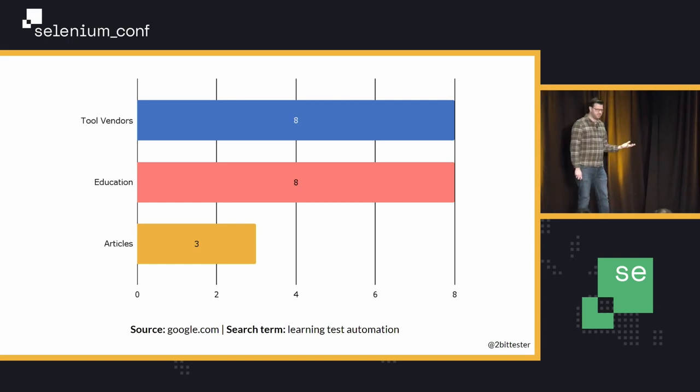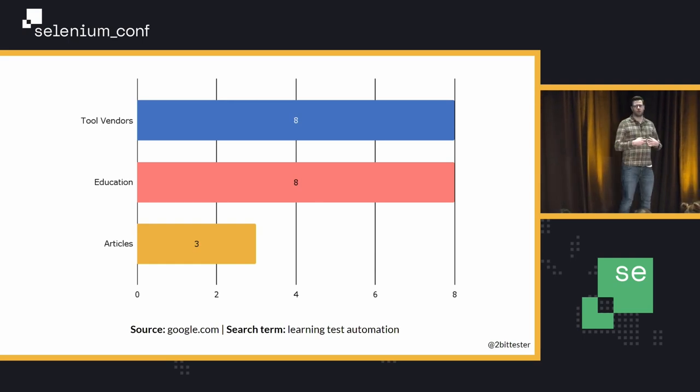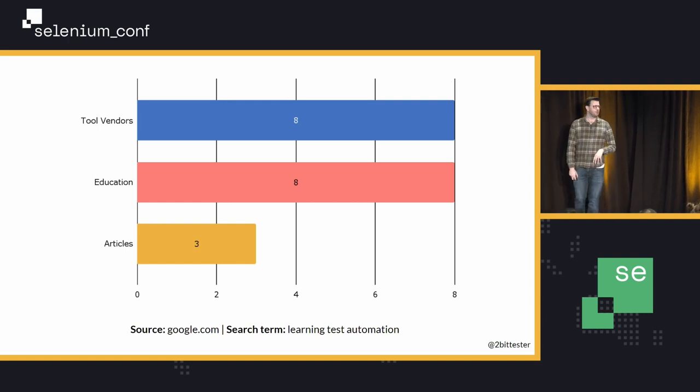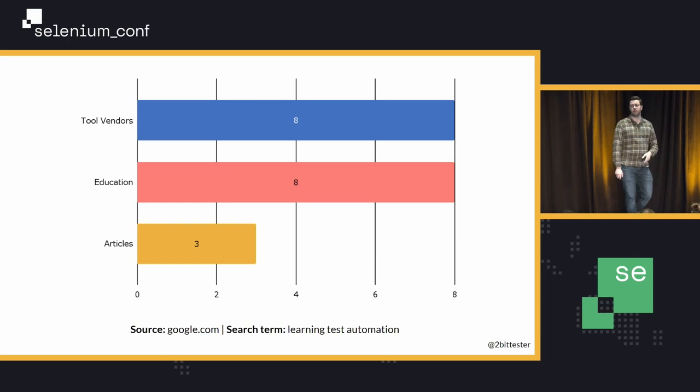But yeah, we had 8 links to tool vendor pages talking about how do you get into automation, what is automation. We had 8 to education sites. So these were literally links to sites like Udemy, Pluralsight, the big training platforms where you could purchase a structured course on learning automation. And then 3 of those were clickbaity articles, listicles, that basically pointed back to the education sites. What was really interesting, looking at those tool vendor sites and those education sites, is only one of them mentioned testing.